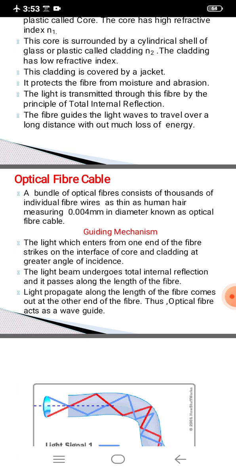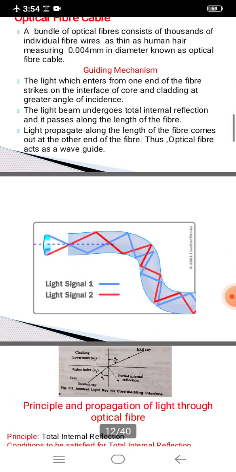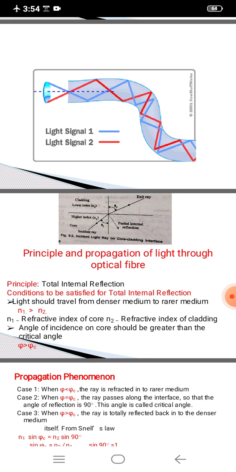Let us see the guiding mechanism. When the light enters the core of the optical fiber, it meets the core and cladding interface. The angle of incidence at the core and cladding interface decides the mechanism that will be taken after this incident. There are three mechanisms. Reflection will take place, refraction will take place, or the light can travel along the interface of core and cladding.